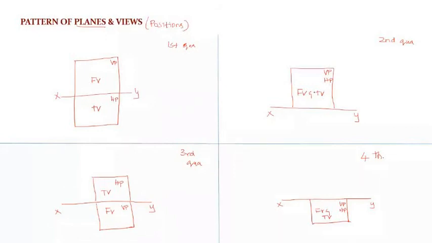When you are taking the projections from the second quadrant and the third quadrant, the views will get overlapped. For instance, I am taking the projection of a rectangle. In the front view, the length and breadth will be visible, and in the top view, the length and width will be visible. You will get something like this.